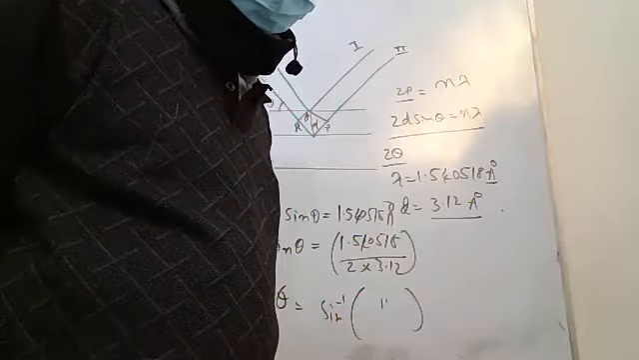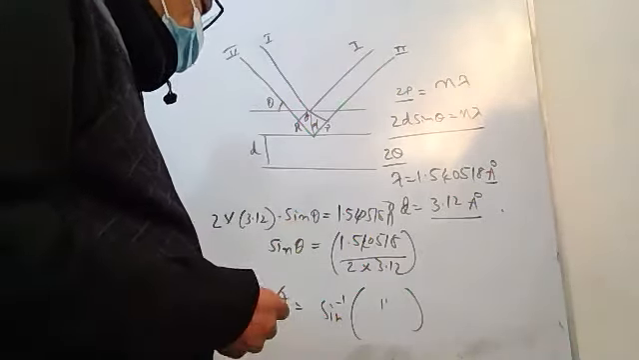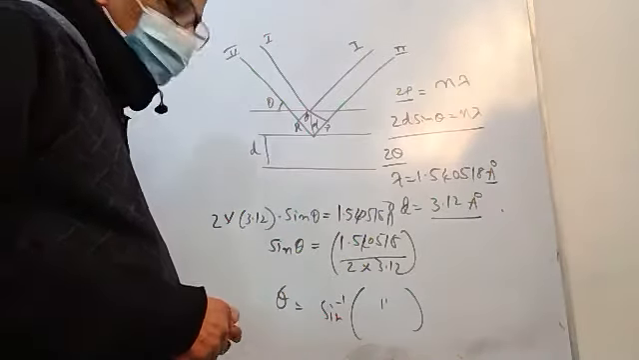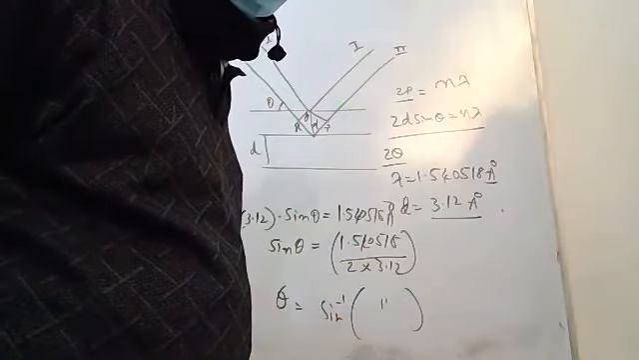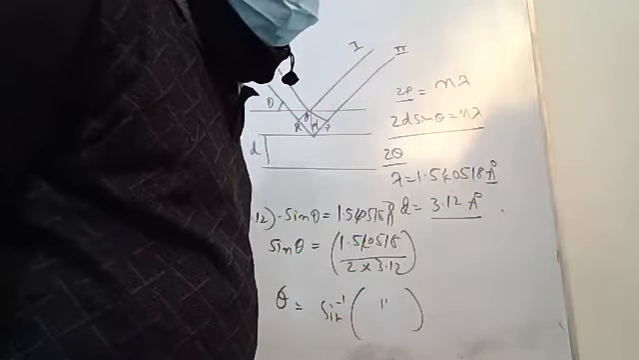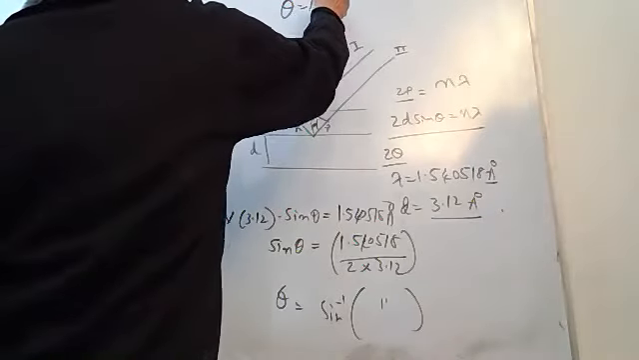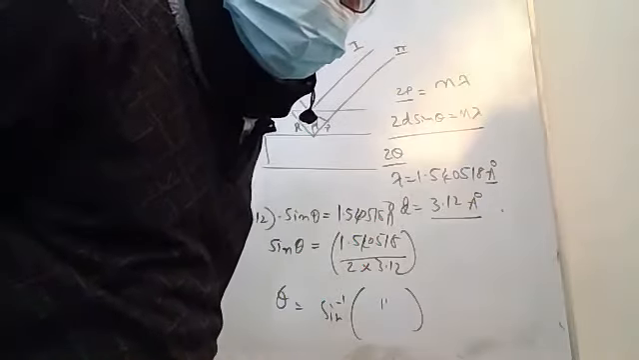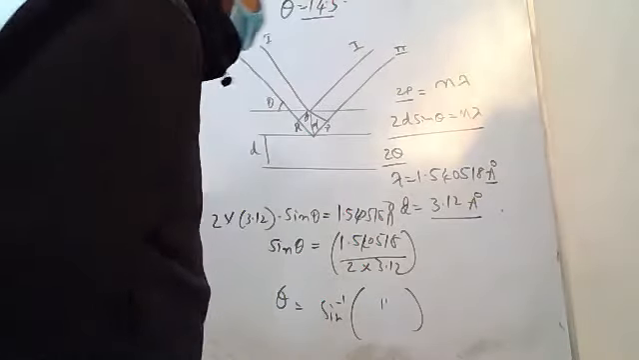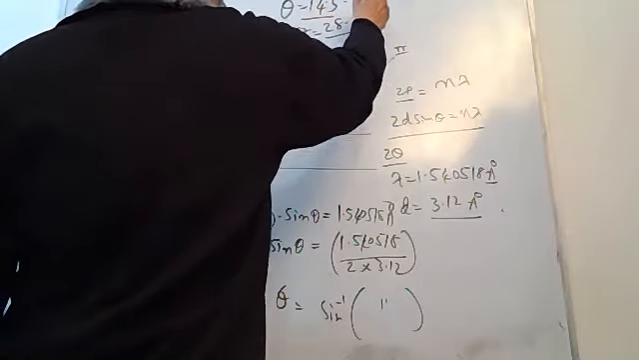I guess 0.2397. No. Maybe. Are you in degrees or radians? Is it 14.3? 14.3 is correct. That's your theta value. Usually in X-ray diffraction language, they always talk about 2 theta. So 2 theta will be 28.6 degrees.